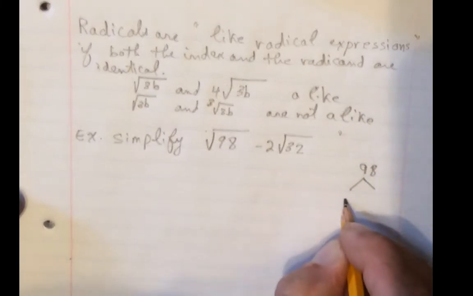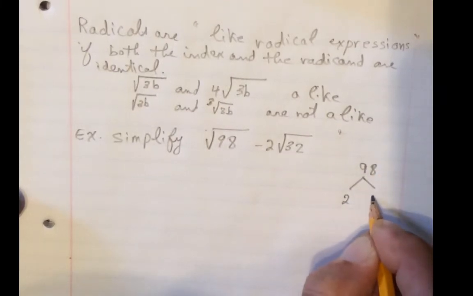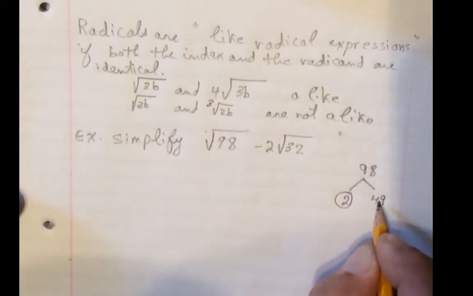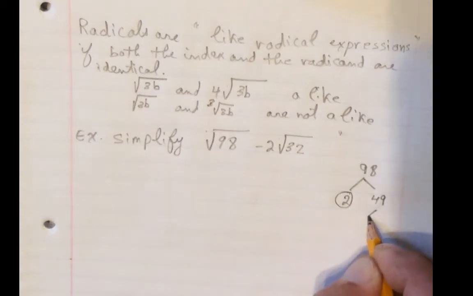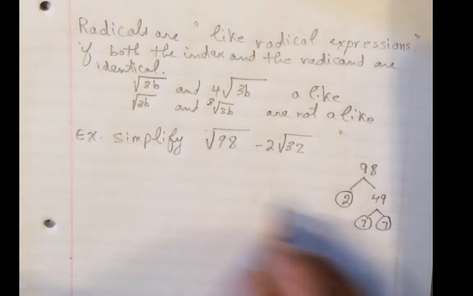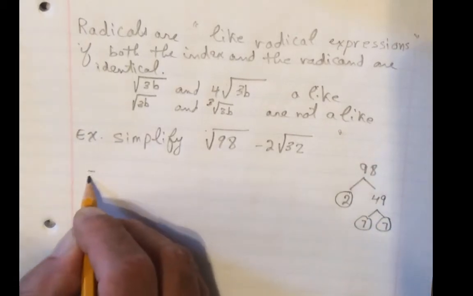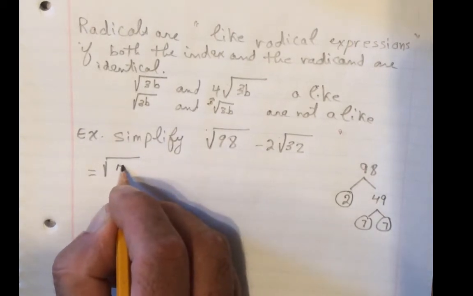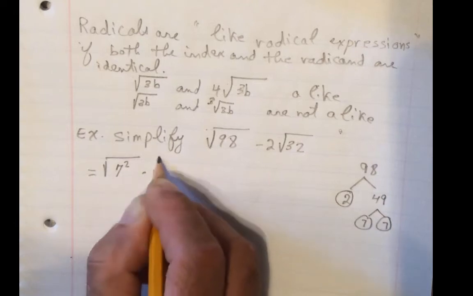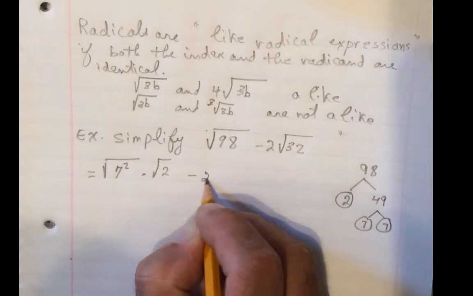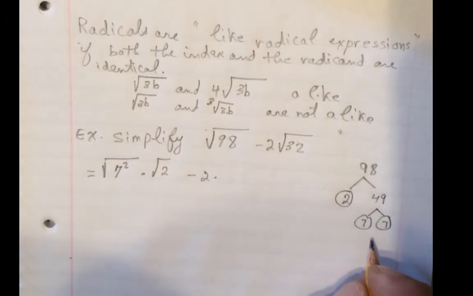Let's factor 98. That's going to be 2 times 49. 49 is not prime, but we know 49 is 7 times 7, so 49 has a square root, which is 7. So for the 98, we can write it as square root of 7 squared times the square root of 2, minus 2 times square root of 32. So now we need to do the 32.